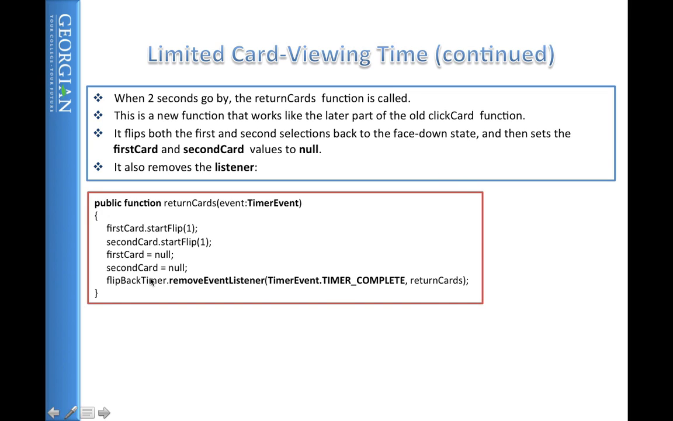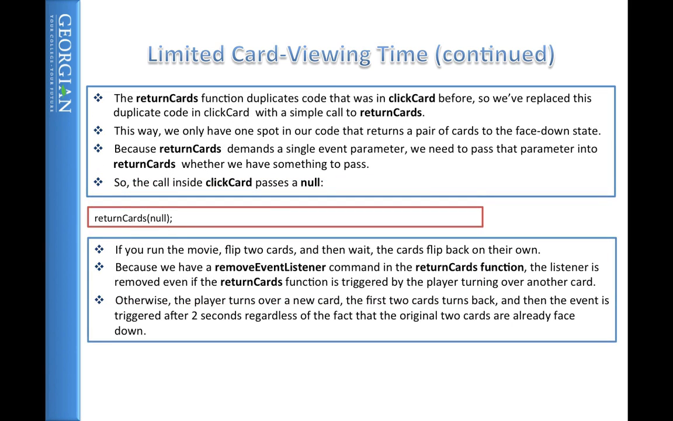So actually, I can remove listeners as well as add them. And all I'm doing here is when the timer is complete, I'm removing it so that it doesn't go on anymore. It's not going to keep on flipping cards over. It doesn't make any sense. It only starts when you start flipping cards the first time.